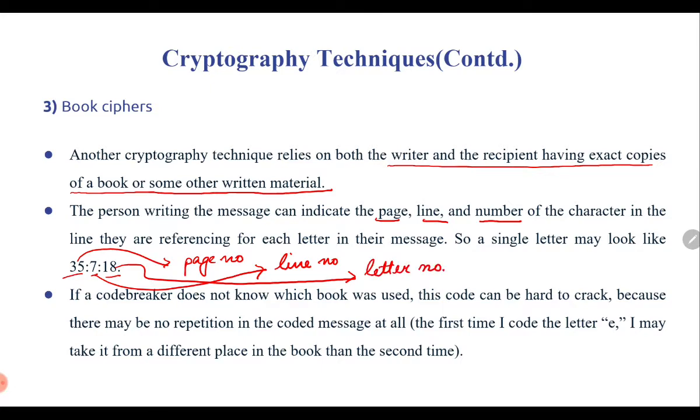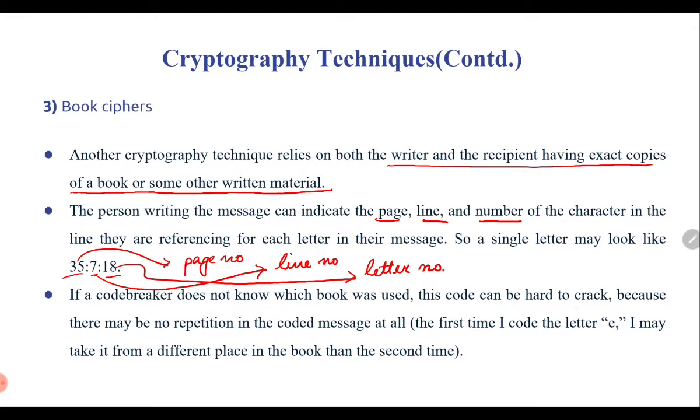So this is more difficult to represent and decrypt, because the code breaker does not know which book was used initially, and even if he identifies the book, it will be difficult for him to go and identify each and every letter which is associated with the message. Though it is possible to do that, it will take a longer period of time, and by that time countermeasures could easily be taken.